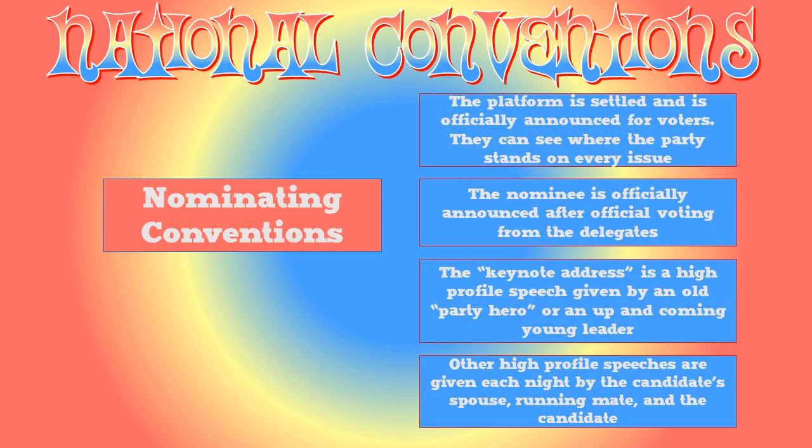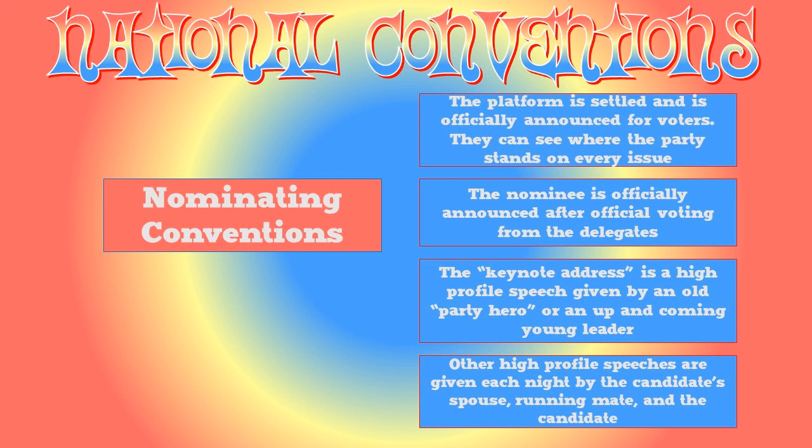Another big event is what we call the keynote address. This is a really high profile speech where someone comes and really talks about the party's values. They always go one of two ways here. They either go with an old party hero, like an old president or somebody who had been a big person in the party for a long time, or they'll go with an up and coming young person who they think is really exciting.